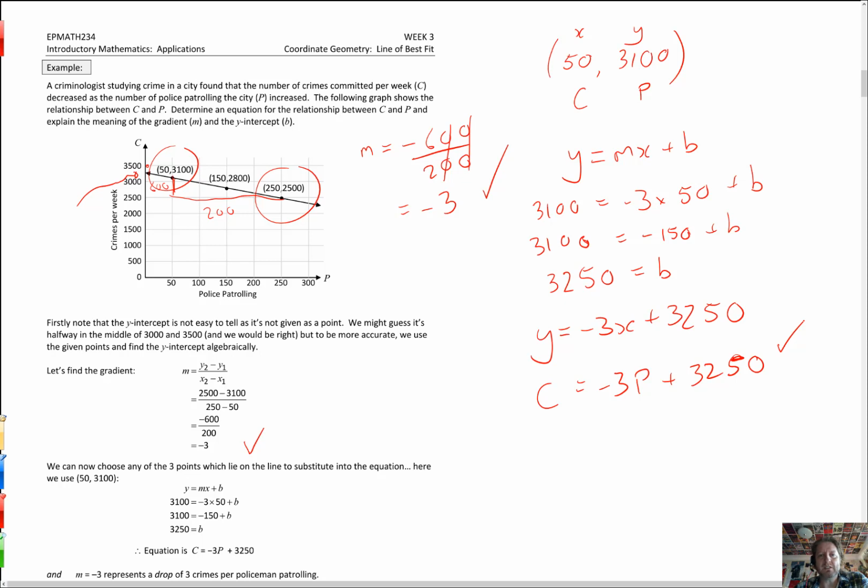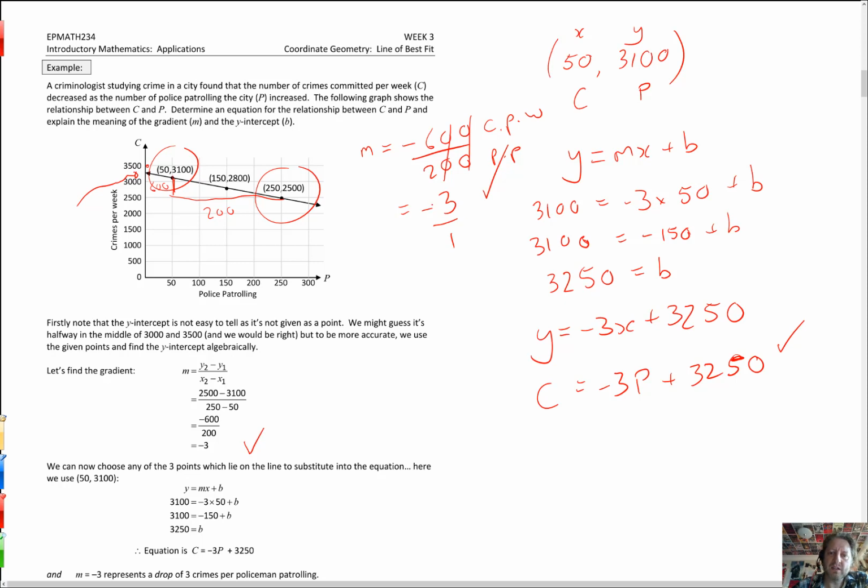Well, the gradient m is minus 3, but it's applied, so there must be some meaning behind it. And to me, the meaning is all about just putting the units on there. I wrote minus 600. What were the units? Minus 600 crimes per week. And what was the 200? Well, that was police patrolling. So just think about it, it's minus 3 crimes per week per policeman patrolling.